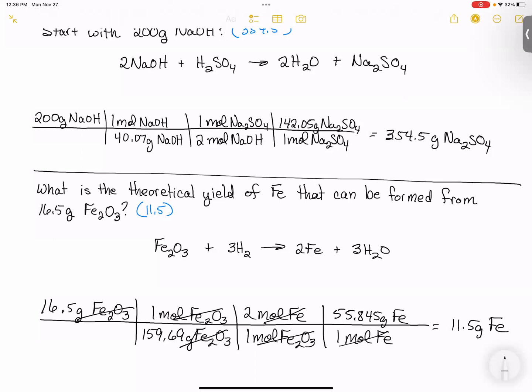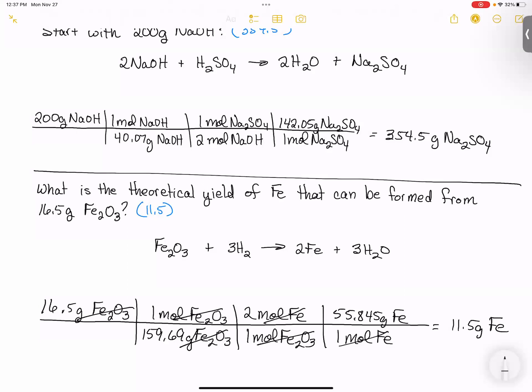Or let's say I start with grams of A and I want atoms of B. Then the first conversion factor I'm going to need is my molar mass of A. I'm then going to need a mole to mole ratio that goes between A and whatever B is. And then I'm going to need Avogadro's number to get there.